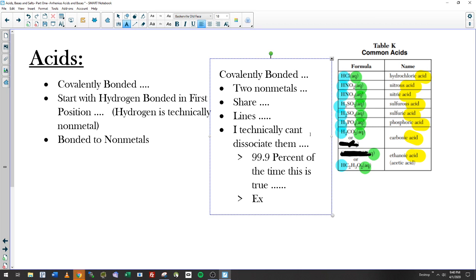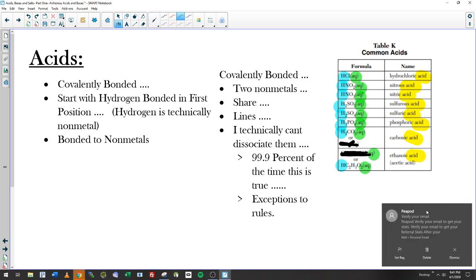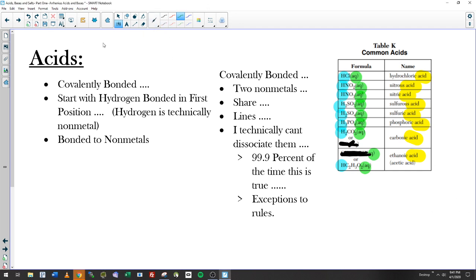But there are always exceptions to rules. And acids are an exception to a rule because of this. The hydrogen that is bonded in the first position. I probably should just highlight that because that would be a whole lot more clear. The hydrogen is bonded in the first position, and we need to talk about what that means and why that is so important.